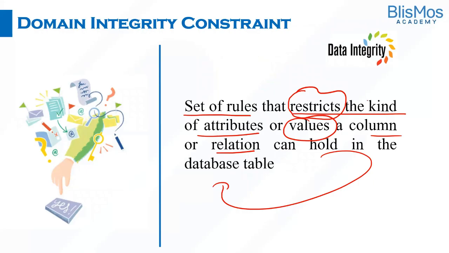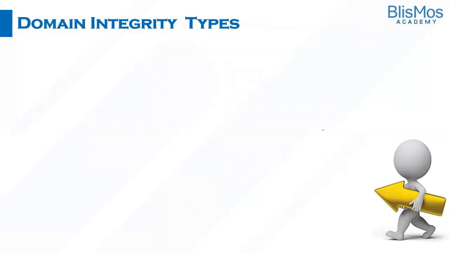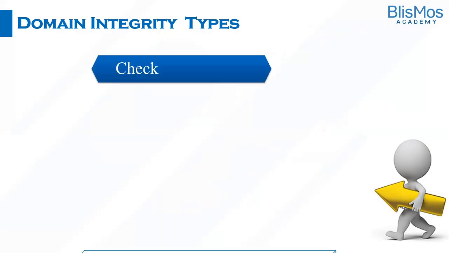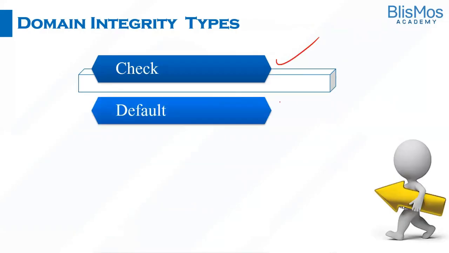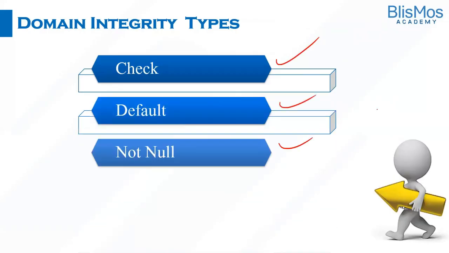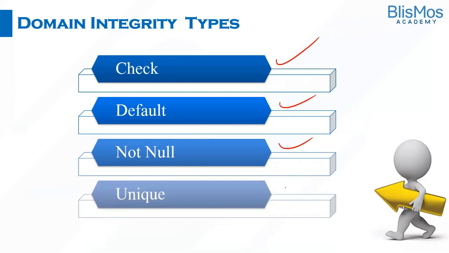So as a part of the domain integrity, we define a set of rules that restricts the kind of attributes or values a column or a relation can hold in the database table. We understood that with an example. Within domain integrity, we do have different types. As I already indicated earlier, different people have different ways of classification, but this is one of the classifications they are following. Within domain integrity, we do have check constraint, default constraint, not null constraint, and unique constraints.